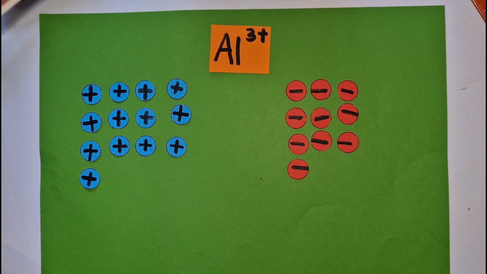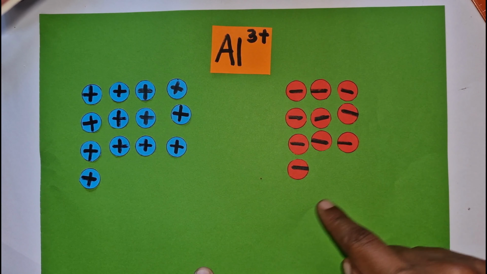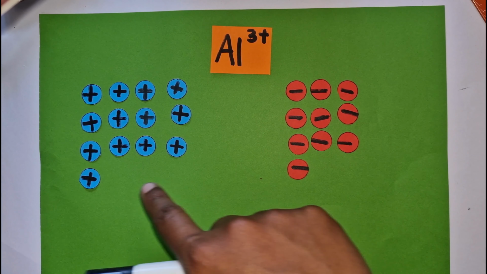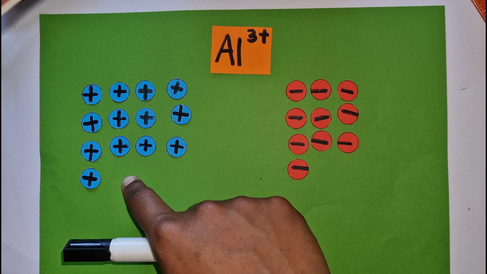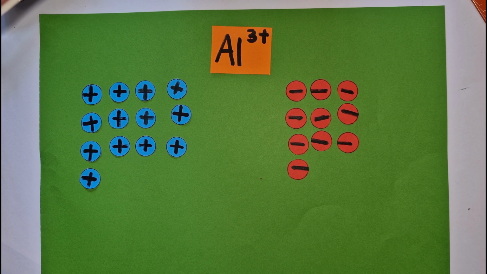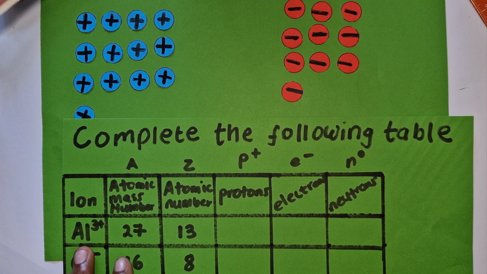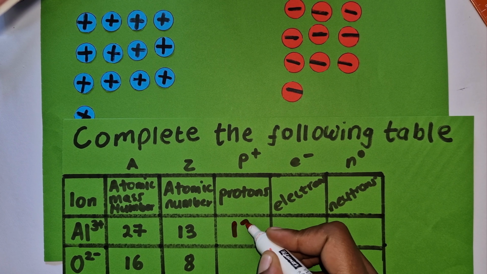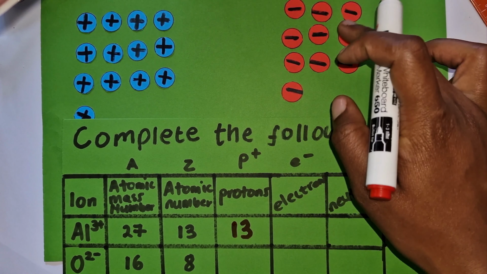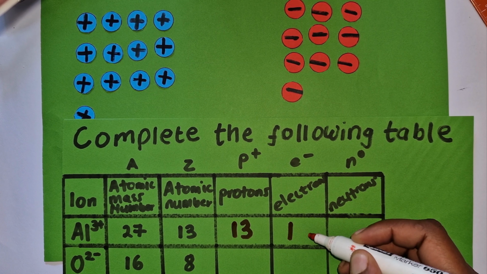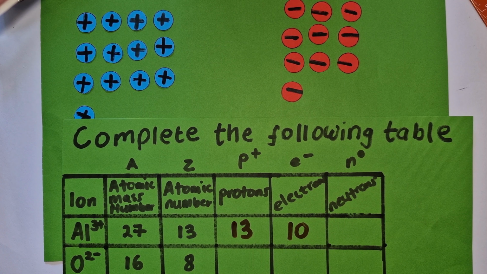So this tells us that aluminium 3+ has 10 electrons and it has 13 protons. We must still find the number of neutrons. So we have that aluminium 3+ has 13 protons. Write 13 here. And it has 10 electrons. So we'll write 10 here. And as I said, we must now find the number of neutrons.